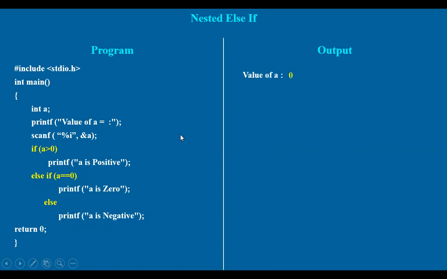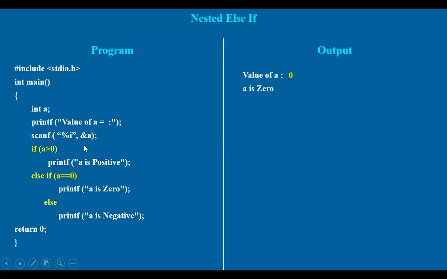Give another value, 0. Is A greater than 0? False. So it comes here. Is A equal to 0? Yes, this is true. So A is 0. This is displayed. So like this, the flow of the program takes place. Now, the execution of the program goes in this manner. In the next video, we'll see the nested else if.